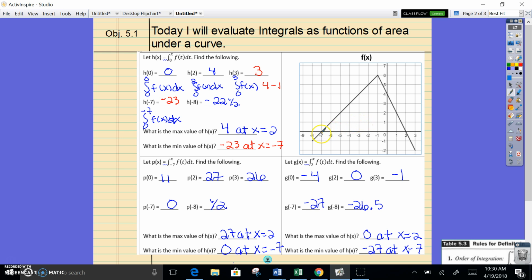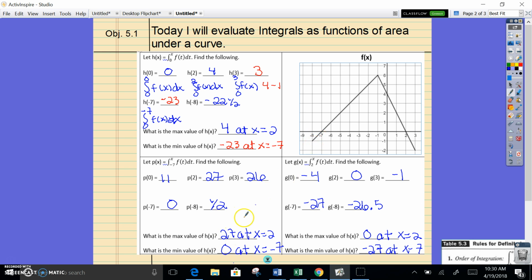Now, if I go to the left over to negative 8, because I am below the x-axis and moving to the left, that means that this area is actually going to be positive. So if I move to the right, I get positive. If I move to the left, I get positive. So really, the smallest value is if I just stay at negative 7 and don't move and get a 0.